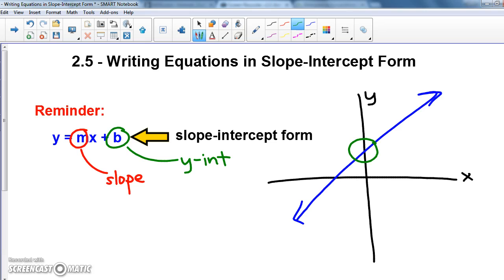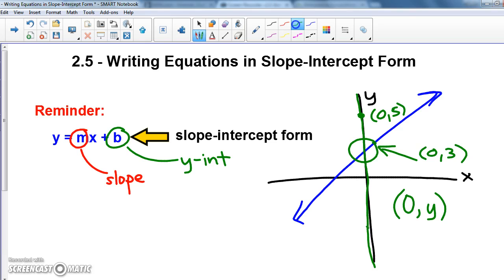One other thing you'll notice is any point on the y-axis, so any point on this line here, is going to be 0, something. Right? If you think about that, that makes sense. 0, something. So right here could be 0, 3. Maybe right here could be 0, 5. Down here could be 0, -4. But any point on that line has a 0 for the x value. Okay, that's going to be important. We're going to talk about that.